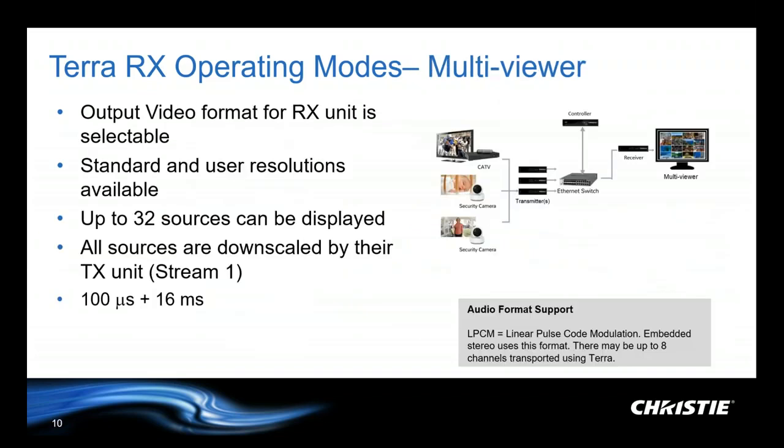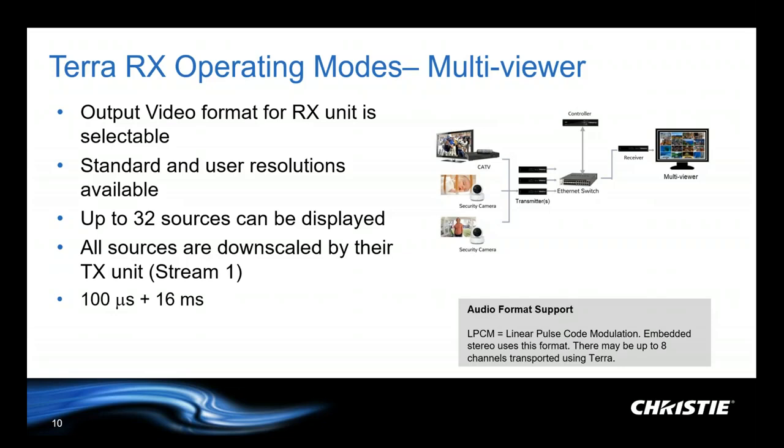I've just talked about multi-view mode, but that's the last mode that the RX can have. The receiver in multi-view mode still has a fixed output resolution, so it's either standard or user defined. And the receiver can display up to 32 sources. So you're going to have 32 thumbnails, as it were, displayed by the receiver.